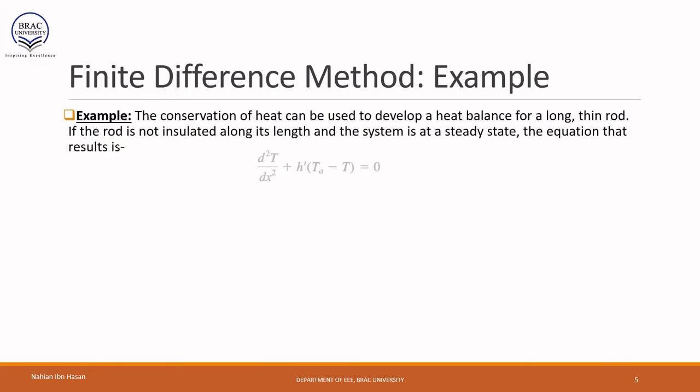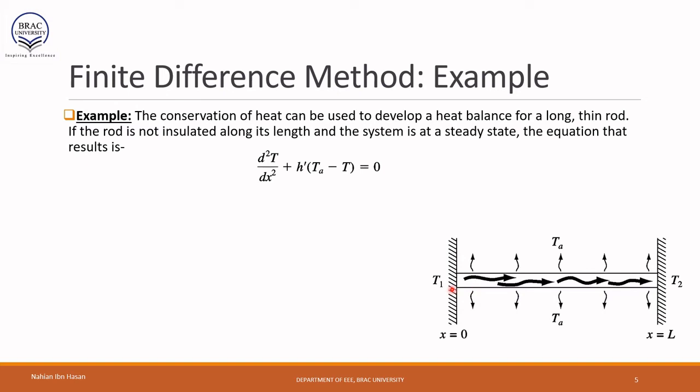So let's look at an example. Let's say I have a thin rod which is situated here. The initial boundary is at x equal to 0, where the temperature is T1, and the end boundary is at x equal to L, where the temperature is T2. I have to find out the temperature along this rod. That's our target. I need to find the temperature at different points along this rod.